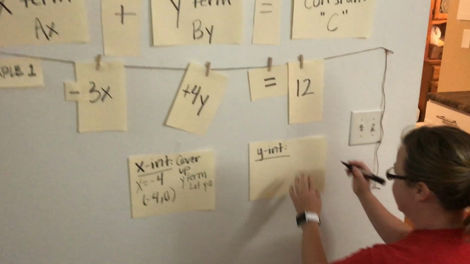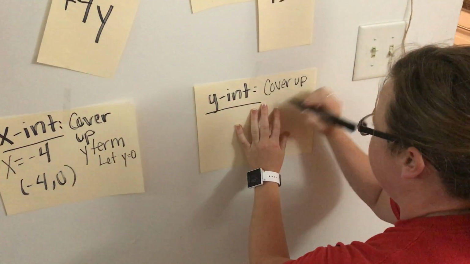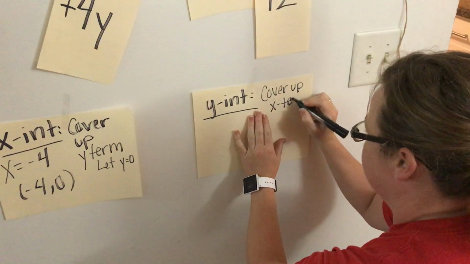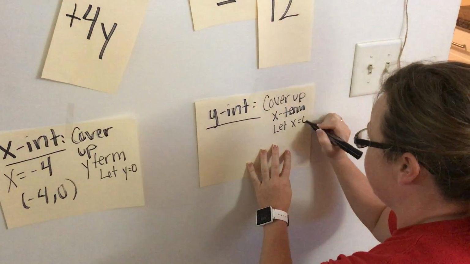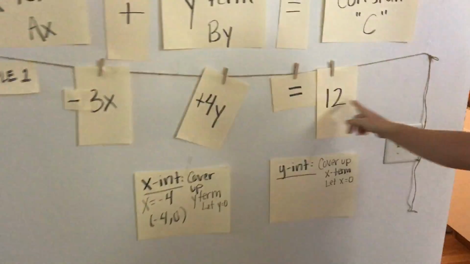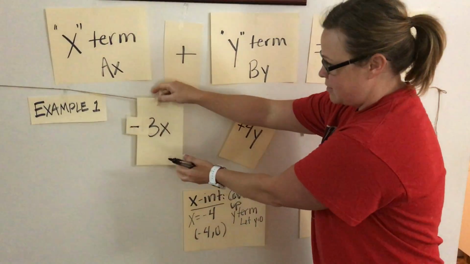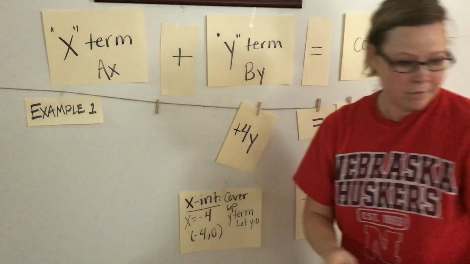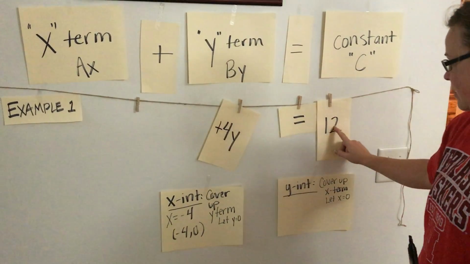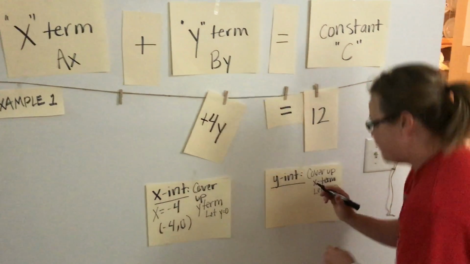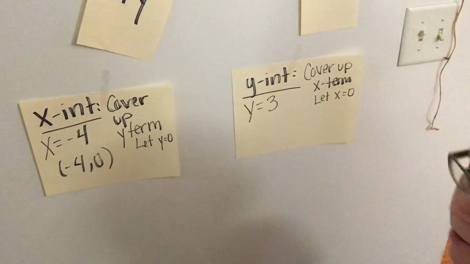To get the y-intercept, we're going to cover up the x term. And again, in other words, we're going to let x equal 0. All right, so if we go to our standard form, if this x is 0, negative 3 times 0 becomes 0. So bye-bye term. And now we just have a really simple equation. Well, 4 times what gives me 12? Divide both sides by 4. So your y-intercept becomes 3.